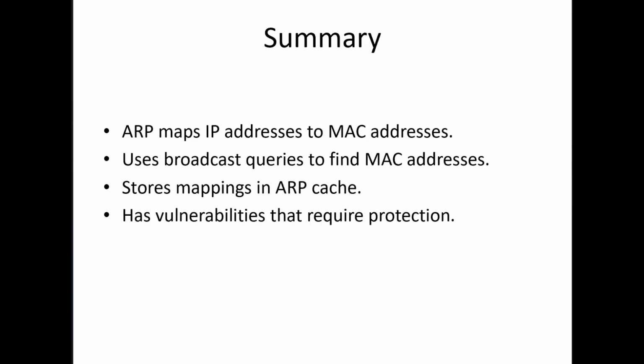So let's quickly summarize what we learned today. We learned that ARP maps IP addresses to MAC addresses, and it works by broadcasting a request and then waiting for a reply by the receiver node with its MAC address, and then the device stores the results in the ARP cache memory for faster communication. But it does have some vulnerabilities that need protection, obviously.